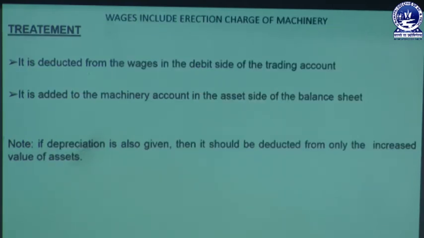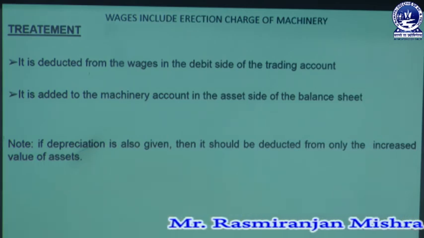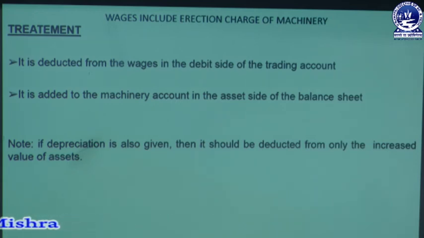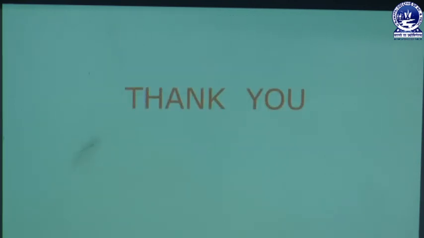Another adjustment item is wages included for erection of machinery. The treatment is that it is deducted from wages on the debit side of the trading account. The amount of wages which includes the erection charge of the machinery is deducted from wages in the trading account, and again that amount is added to the machinery account on the asset side of the balance sheet. One note: if depreciation is there, it should be charged only on the increased value of the asset. That should be taken into consideration.